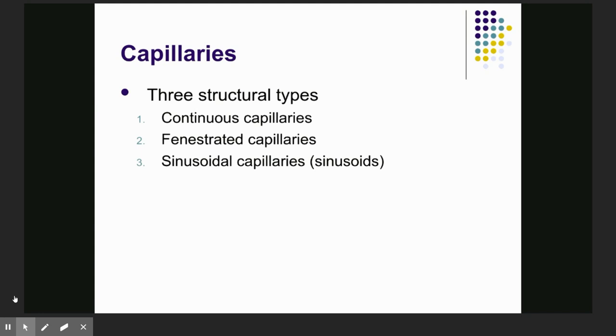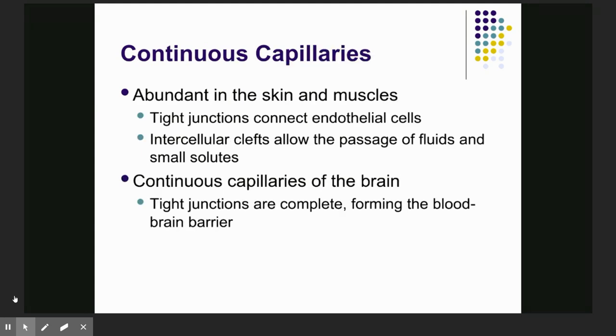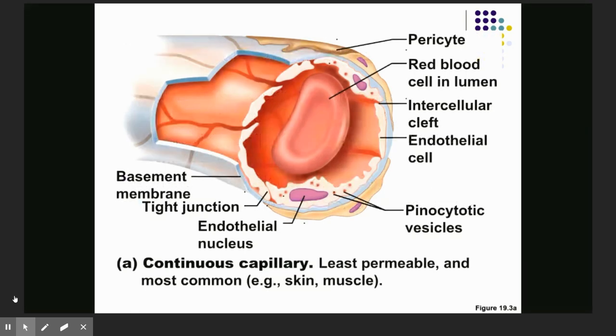If we look at continuous, remember continuous are the most common type. They have these tight junctions, and so they don't have any holes in them. So when you look at them, they look like this. But remember, these still are leaky. What they leak is the fluid in the blood, so the water of the blood plus the salts and things like that. Anything that can diffuse through these membranes, but it has to be very, very small stuff in order to get out. But they leak.